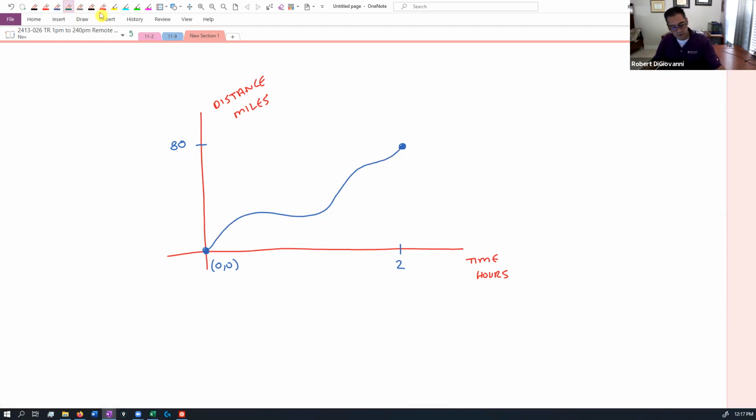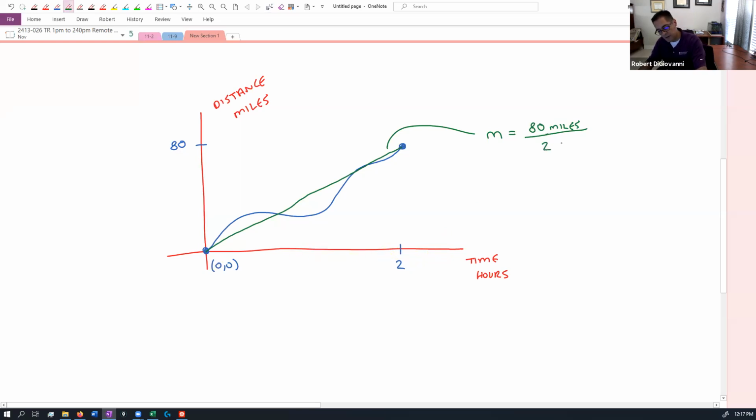If we were to connect this point to this point and find the slope of that, the slope would be the rise, which is here to here, that's 80 miles, divided by the run, which is here to here. This is 2 minus 0, this is 2 hours. And so what you get is 40 miles per hour. This is your average speed, or if you don't use that word, it's your mean speed.